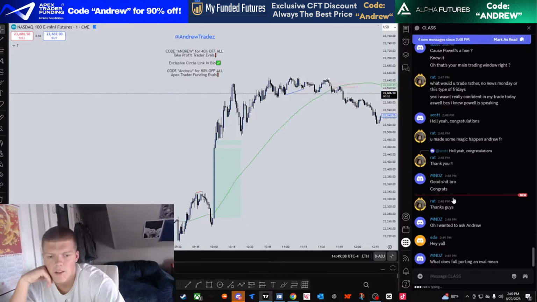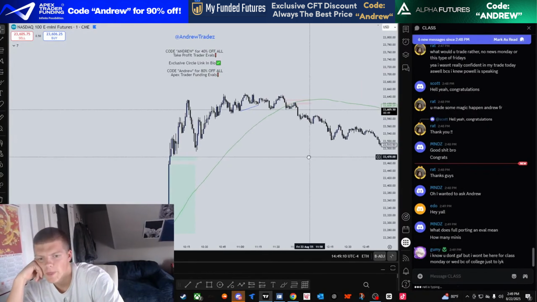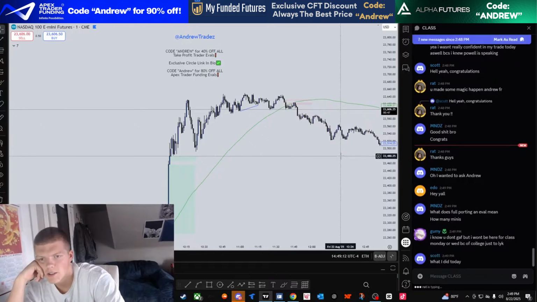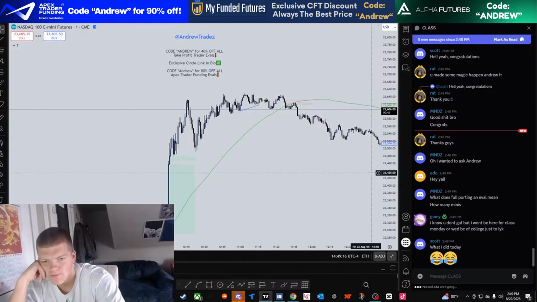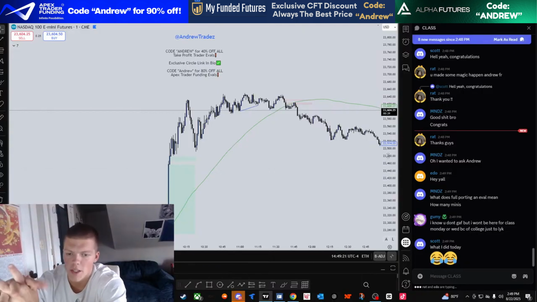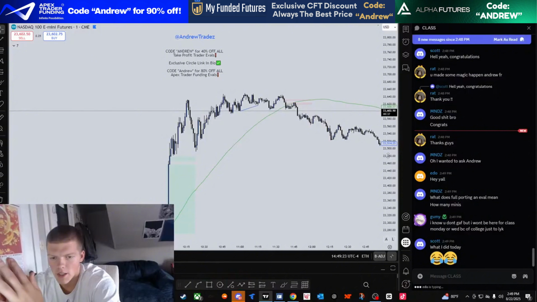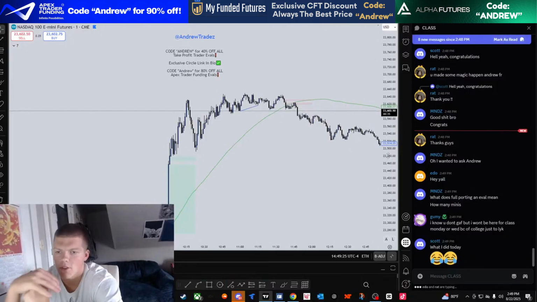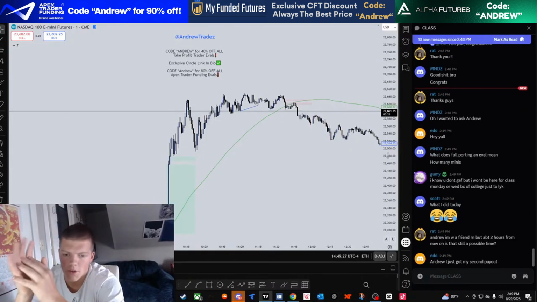What does full porting an eval mean? It essentially means you're just gonna go all in. You can half port or you can full port, but essentially, full porting is basically you just put everything on the table. If you win that trade, you pass. If you lose that trade, you lose the account. But with Apex, if it's a $30 eval, you lose $30, it is what it is.